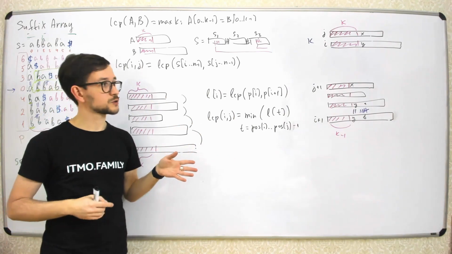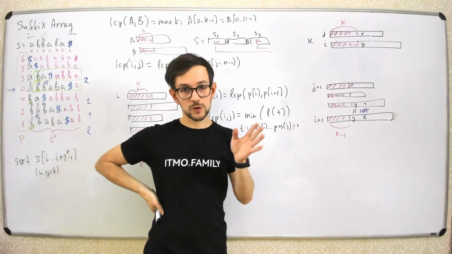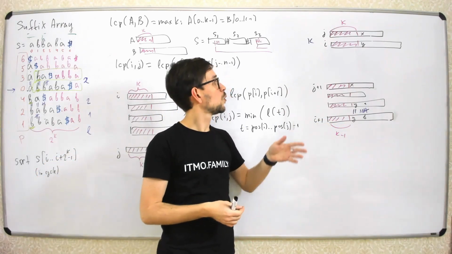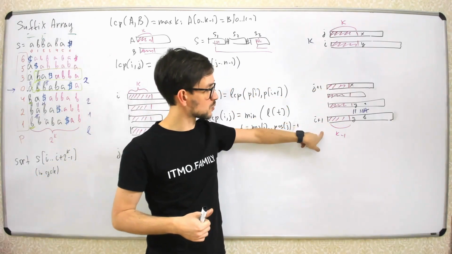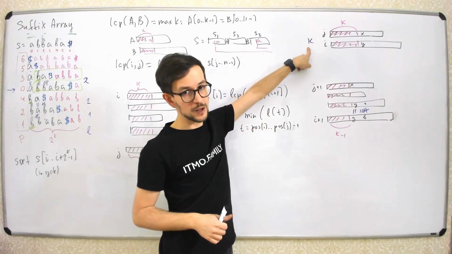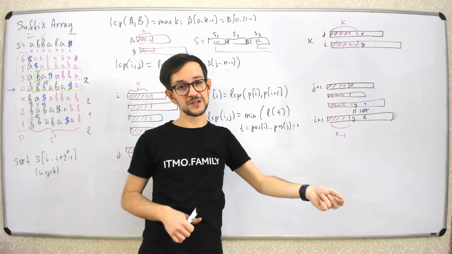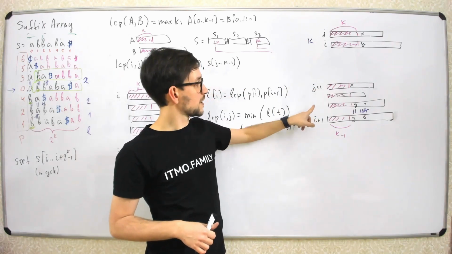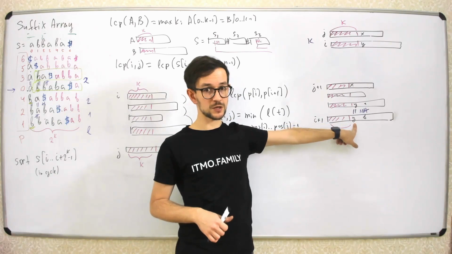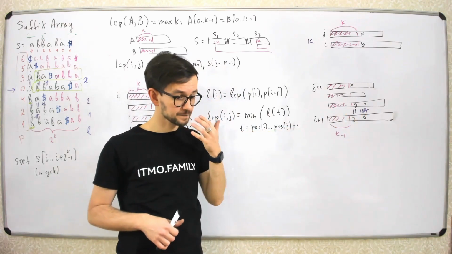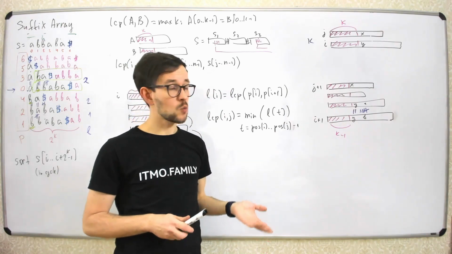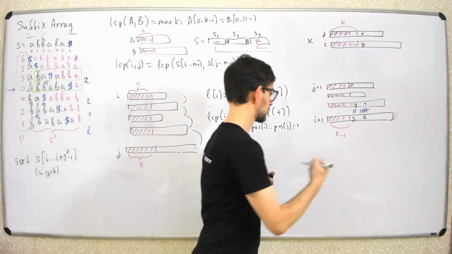That's the whole idea. So again, we just calculate the LCP from the longest suffix to the shortest suffix. When we move from suffix i to suffix i plus 1, if the LCP of i and the previous was k, and k is more than 0, then we can skip k minus 1 characters here and start from the next character. That's all. Now the time complexity is linear. Why is the time complexity linear? Let's write it here.